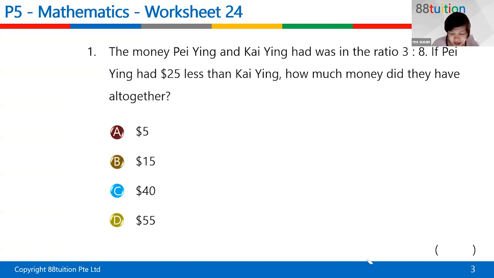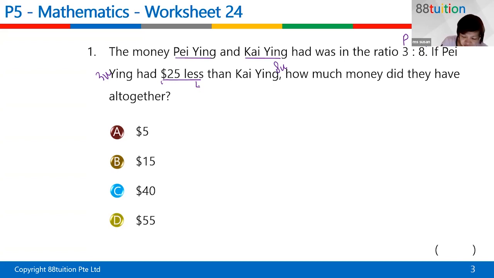The money in Paying and Tying. So you have two entities here in the ratio of 3:8. So we have Paying and we have Tying here. If Paying had less, of course less, right? Why less? Because he has only 3 units. So Paying will have 3 units and Tying has 8 units.